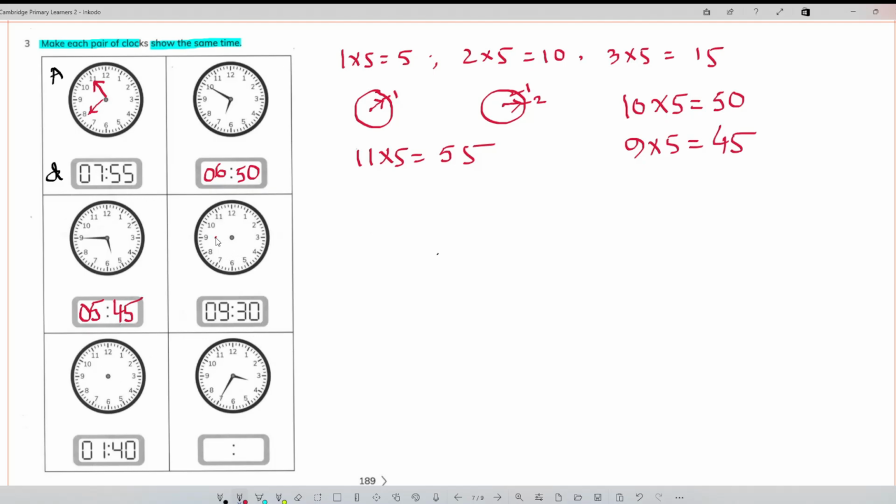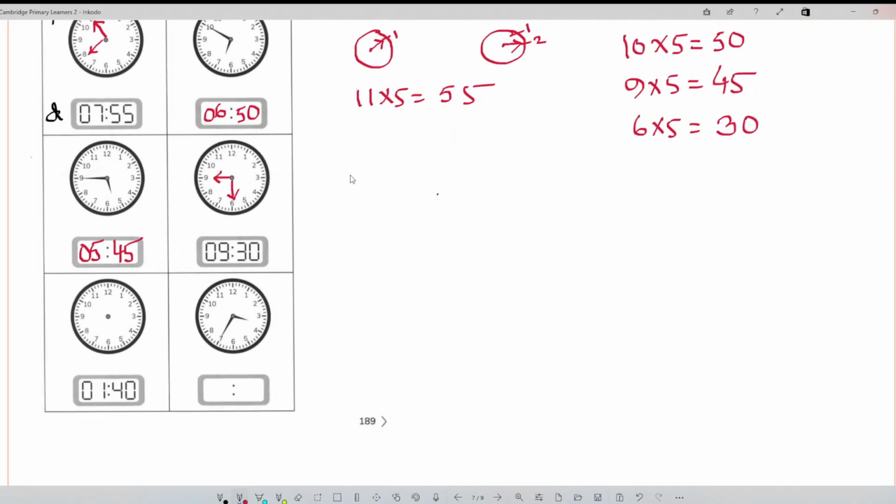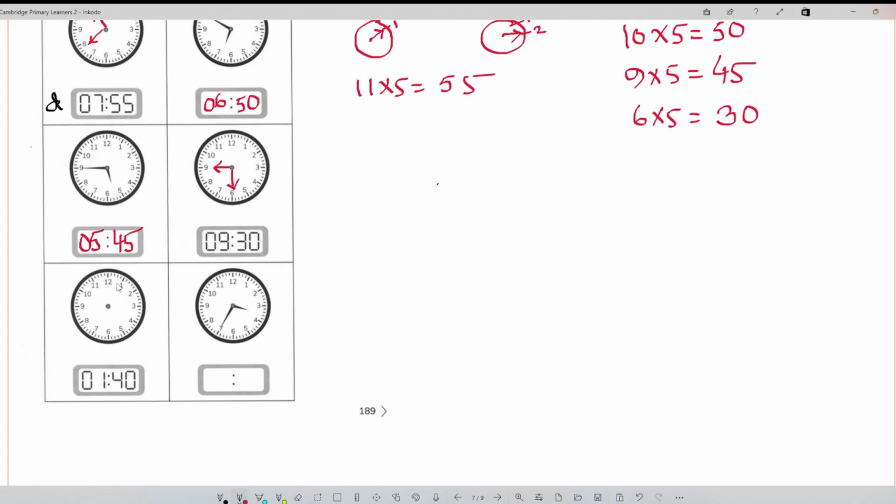9:30. So 9 is the hour, and 30 means what? 6 times 5 is 30. So this is here. Okay. Next, 1:40. 1 and already past 40 minutes. It means the hour is not exactly on 1, it's between 1 and 2. And 40 means what? 8 times 5 is 40. So we can write this is 40. Okay, and this is next one, the hour between 3 and 4.